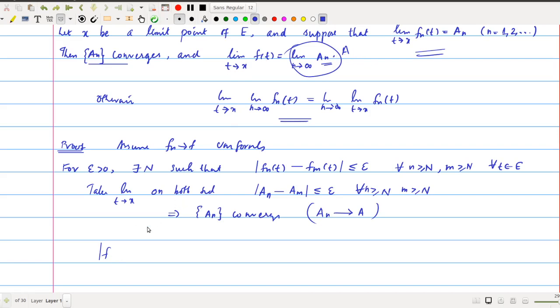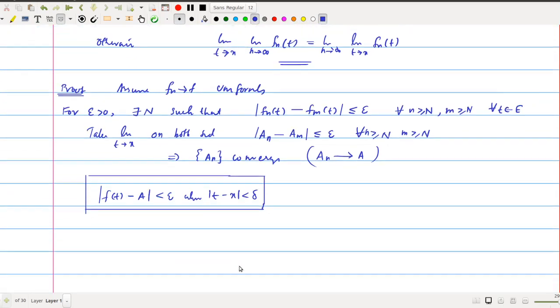For that we prove modulus F of t minus A is less than epsilon in some neighborhood of this x. So for all t with modulus t minus x less than delta, this is what you have to prove.